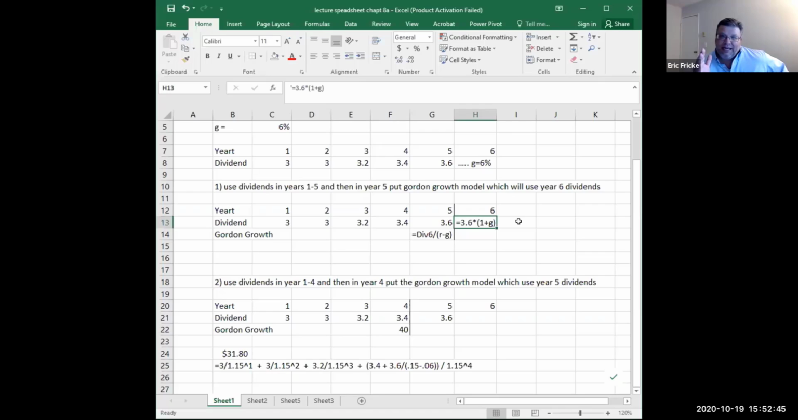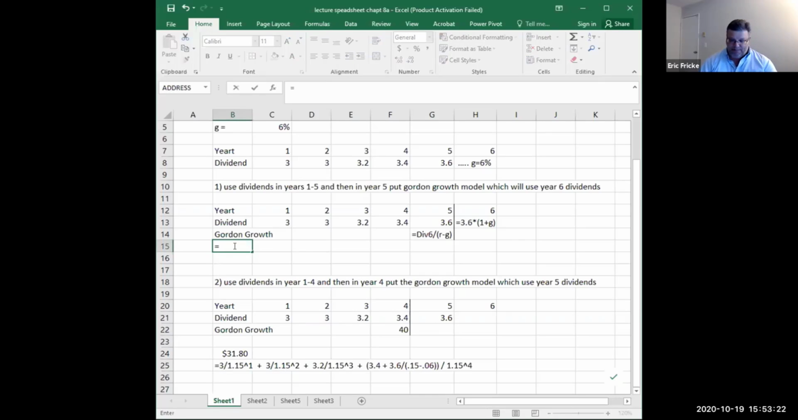Okay? The base year is when the constant growth starts. And in this one, it's basically year 5, right? And so you can't have a Gordon growth model that's going to use year 4 dividends, for example. So let's just see what we have here, and let's look at the answer to show you that it's the same.